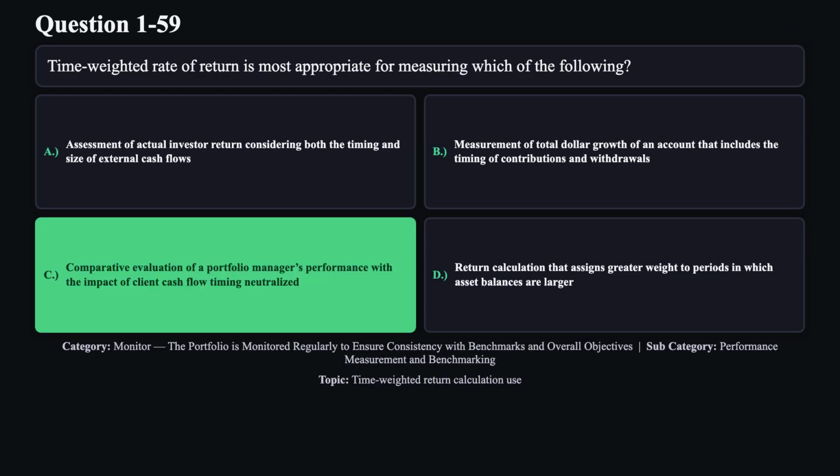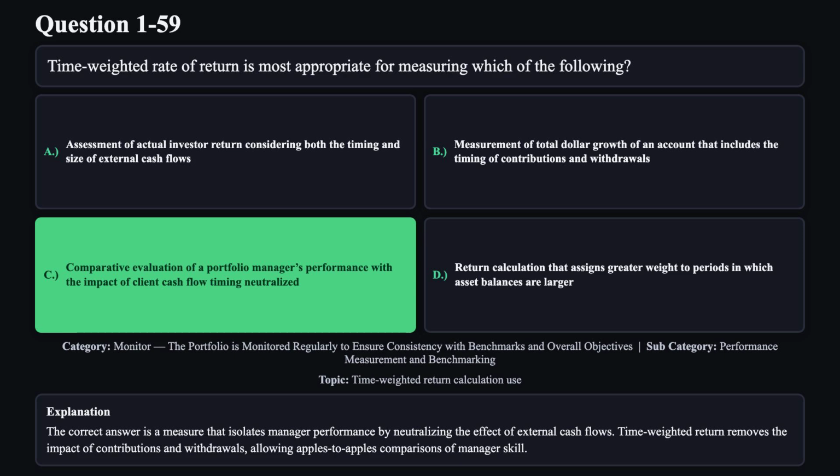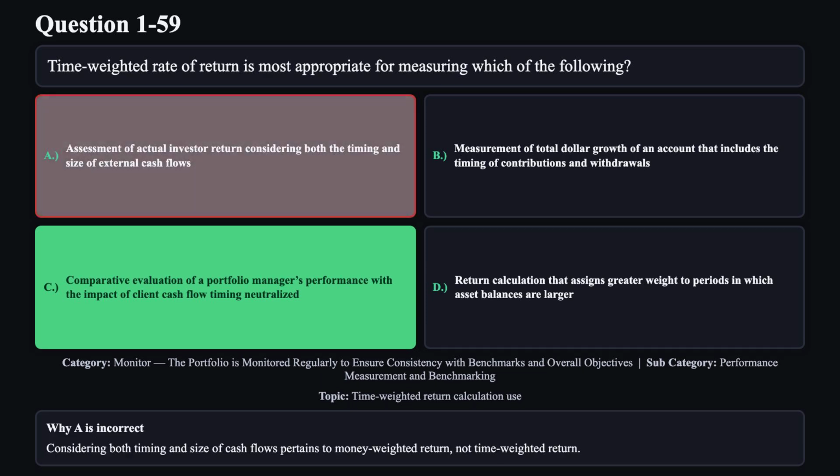The correct answer is C. The correct answer is a measure that isolates manager performance by neutralizing the effect of external cash flows. Time-weighted return removes the impact of contributions and withdrawals, allowing apples-to-apples comparisons of manager skill. Reason A is not correct. Considering both timing and size of cash flows pertains to money-weighted return, not time-weighted return.